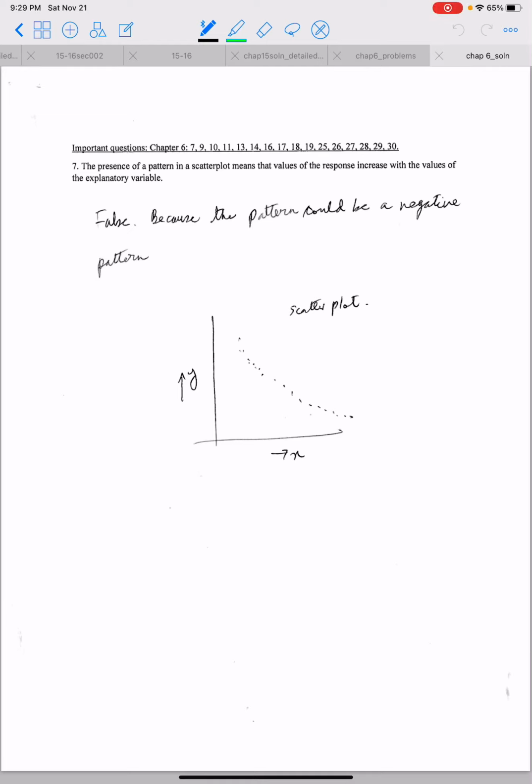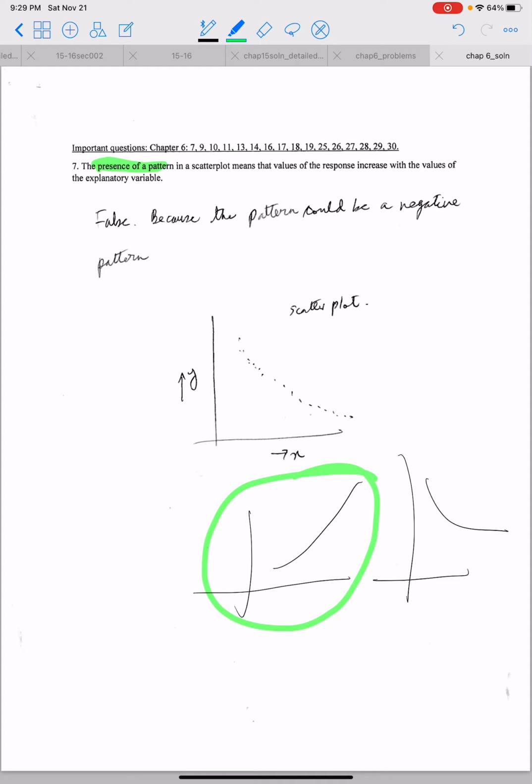Chapter 6, Solutions, Question 7. The presence of a pattern in a scatter plot means that the values of the response increase with the values of the explanatory variable. False, because it could either increase or decrease, or it could not show any pattern at all. Just because there is a pattern, it does not mean that it has to increase. It could decrease too.